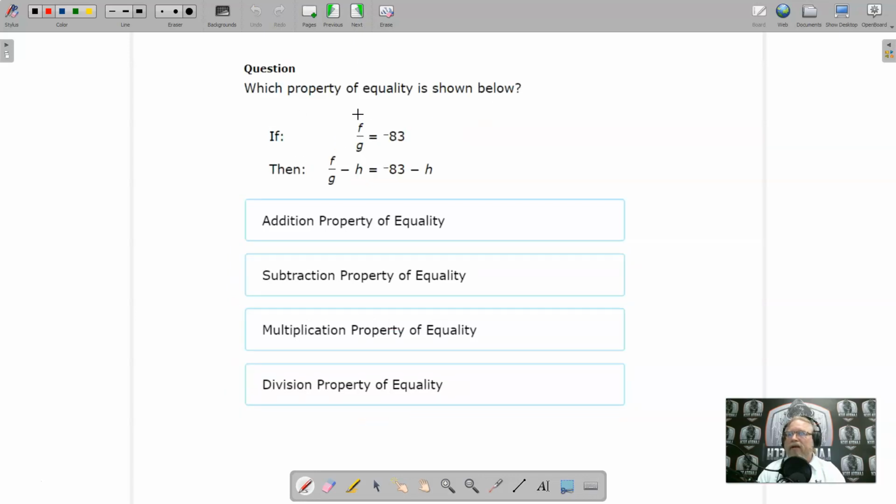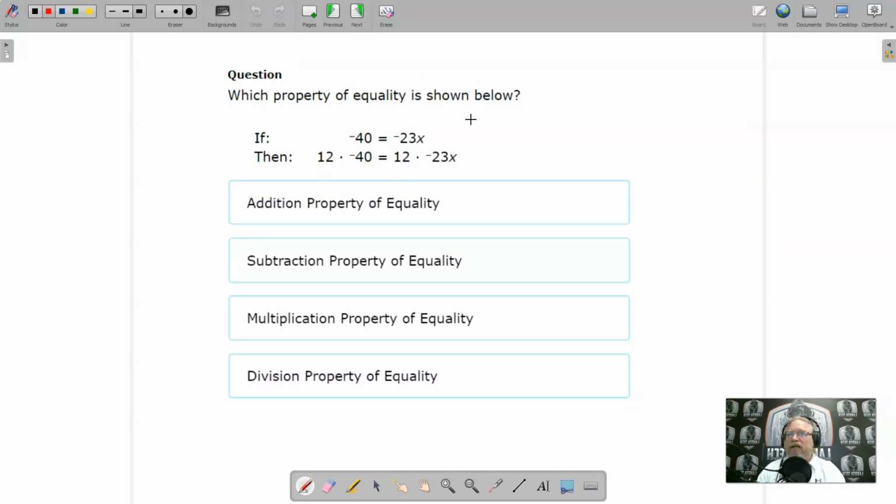Which property of equality is shown below? Here I have f over g. Now they want you to jump on this and say, oh, it's division, but no, they just have f over g there, f divided by g. Here we have negative 83 there, so we're good to go on that. It looks like they have subtracted the value of h from each side. Therefore, this is the subtraction property of equality.